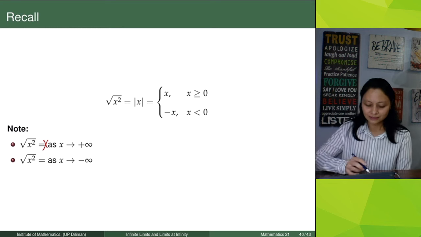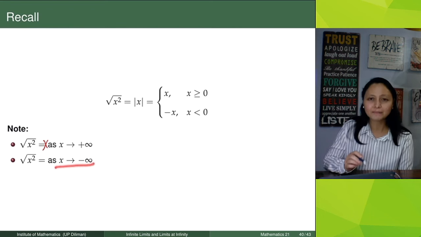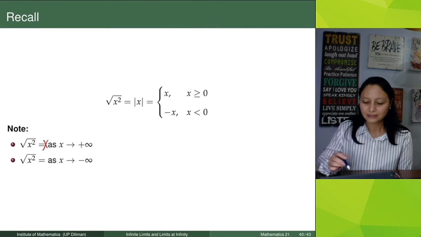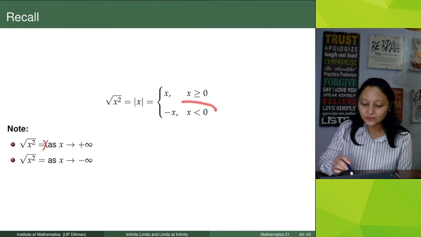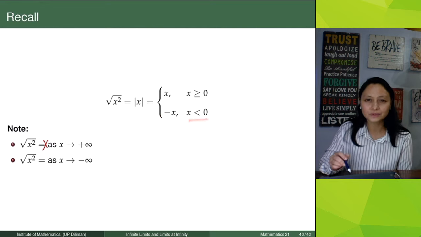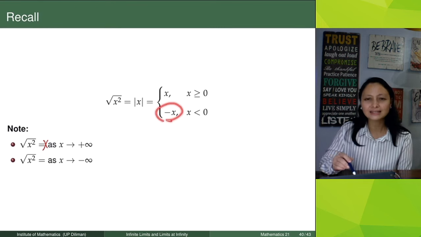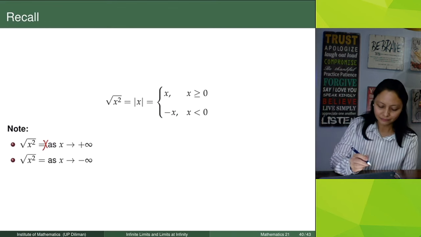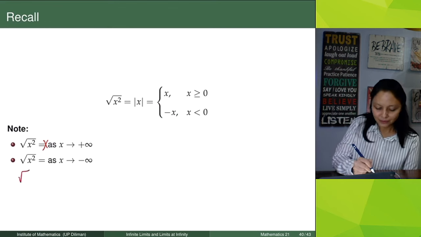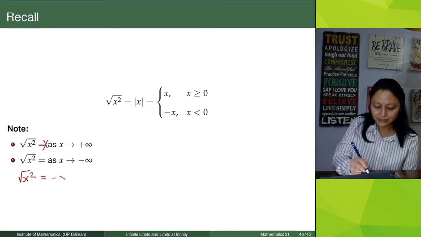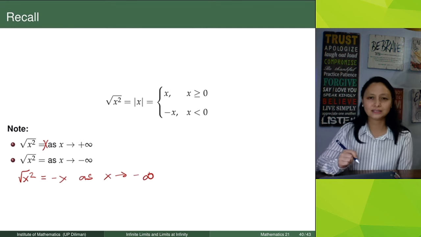On the other hand, if x is approaching negative infinity, from the piecewise definition, this is what we will look at, because x is definitely less than 0. It's approaching negative infinity. So the square root of x squared, as x approaches negative infinity, is negative x. Let me write it here: square root of x squared equals negative x as x approaches negative infinity.